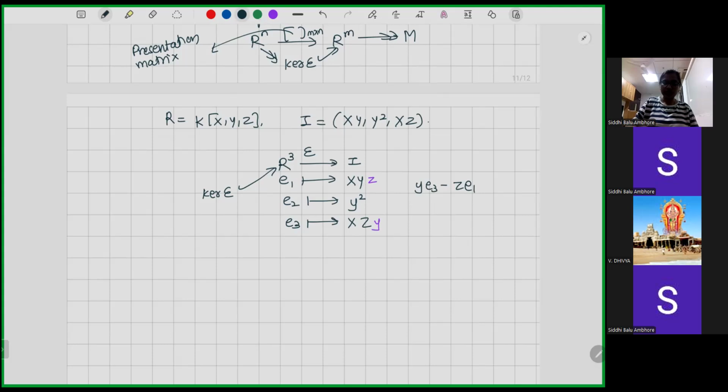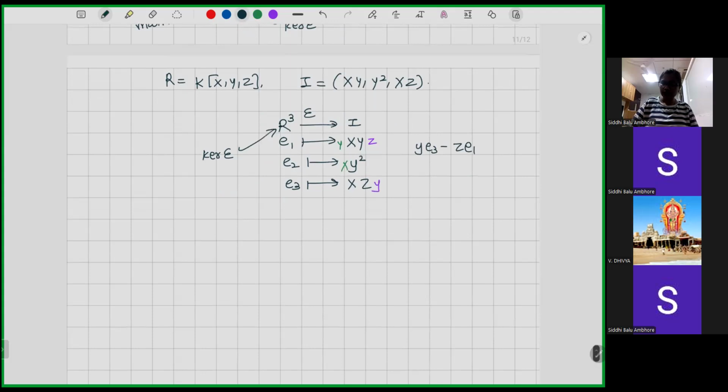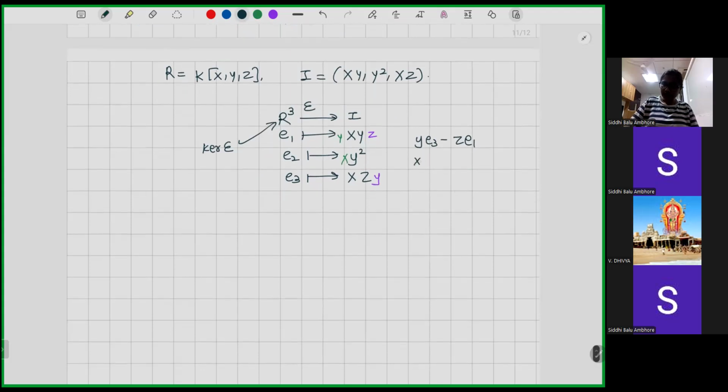And similarly, here I have y square and here I have xy. So if I multiply this by y and multiply this by x, then I get xy square and xy square again. And here the relation becomes x e2 minus y e1.